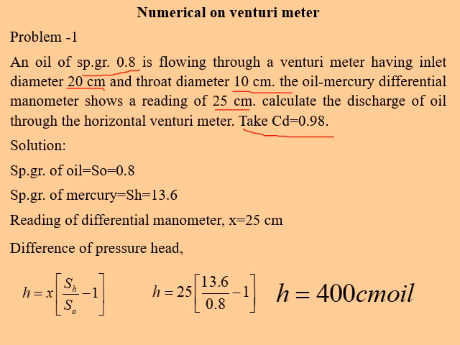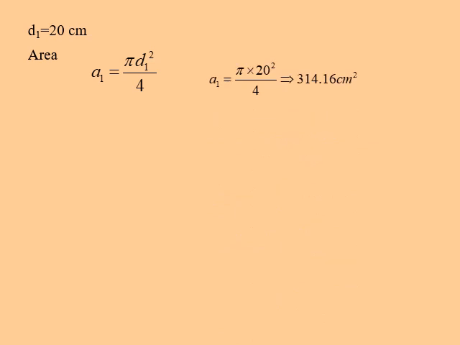In this numerical they asked to calculate the discharge. Now the discharge through the venturimeter or the pipe is calculated by using the formula, and initially you have to calculate the area at section 1 as well as section 2. The diameter of the pipe at section 1 is equal to 20 centimeter, and area is calculated by using the formula pi d1 square by 4. The area at section 1 is equals to 314.16 centimeter square.